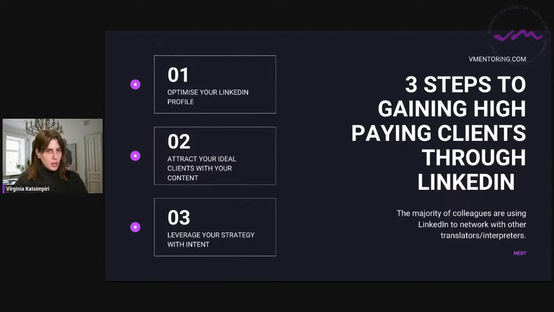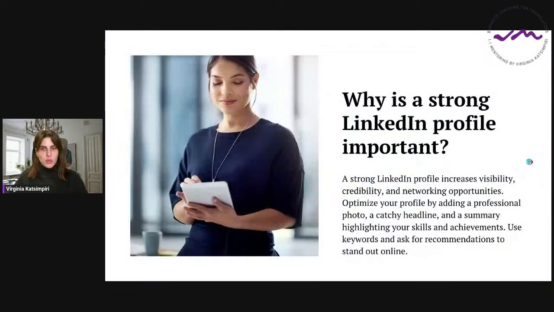How you're going to optimize your LinkedIn profile, attract your ideal clients and, of course, leverage. Let's find out 3 steps to getting high paying clients on LinkedIn. And of course, try to change your mindset and the way that you have been using LinkedIn. Let's start by optimizing your LinkedIn profile.